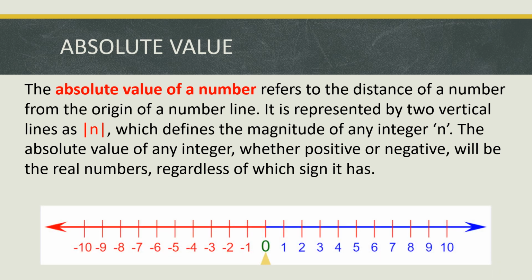So this is an example of a number line, where all integers on the left side of 0 are negative numbers and all integers on the right side of 0 are positive numbers.